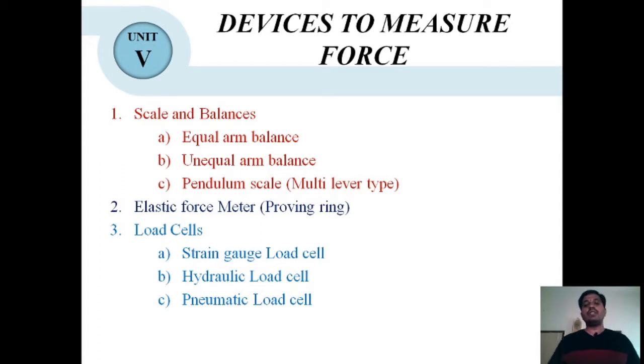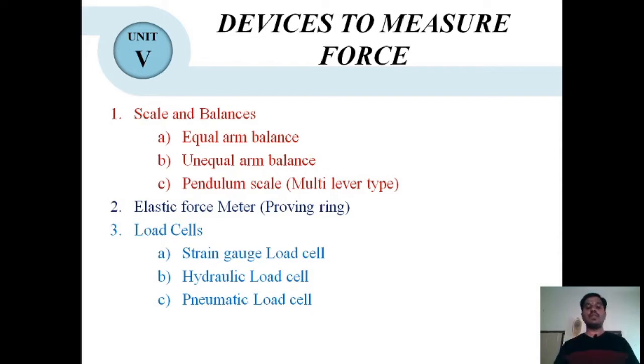So, what are the devices used to measure the forces? The first one is scales and balances. In the scales and balances also we have three elements. One is equal arm balance, the second one is unequal arm balance, and the third one is pendulum scale. All these scale and balance equipments work on the principle of moment, the change in moments, which we also call the direct method of measuring instruments for the forces. So the equal arm balance, unequal arm balance, and pendulum scale are the direct method of measuring instruments for the force.